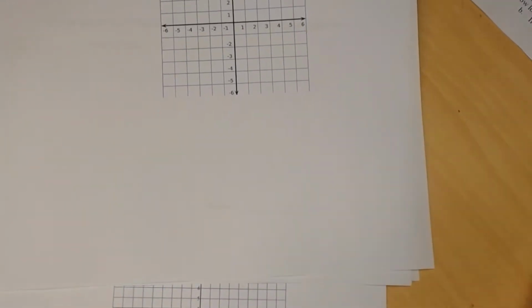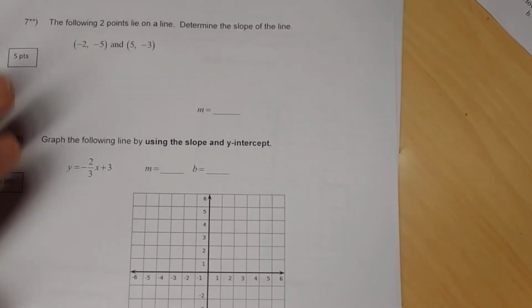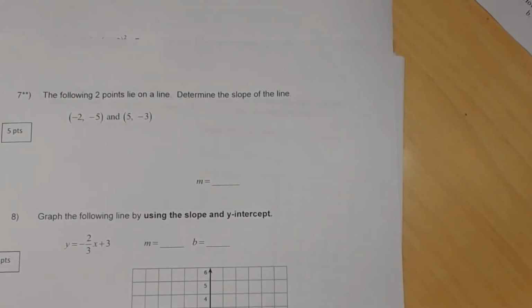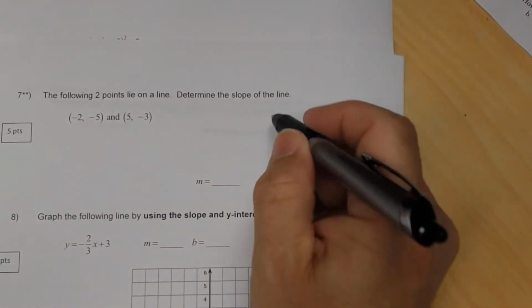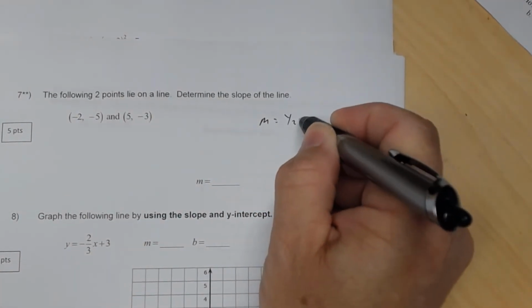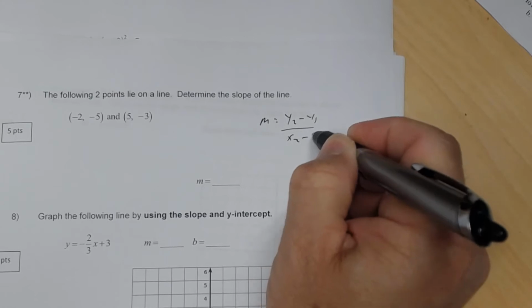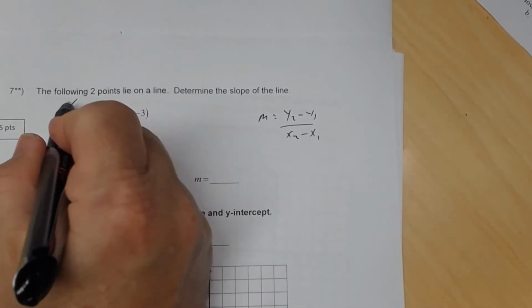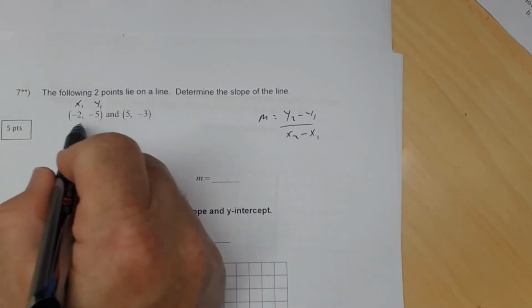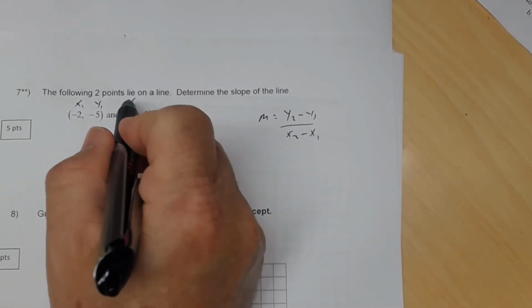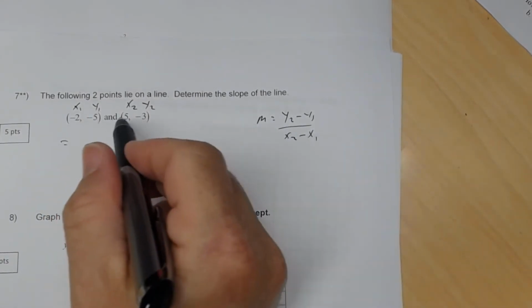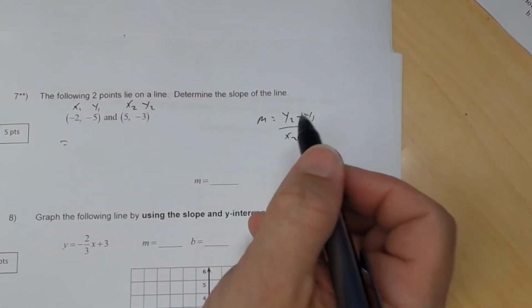All right, number 7. You just wanted to determine the slope of the line. So remember, the slope formula is y2 minus y1 over x2 minus x1. And it does help if you label these. So let's call this x1, y1, our first point. And the second point, we're going to label this x2, y2. And then we just substitute these numbers back into this formula.